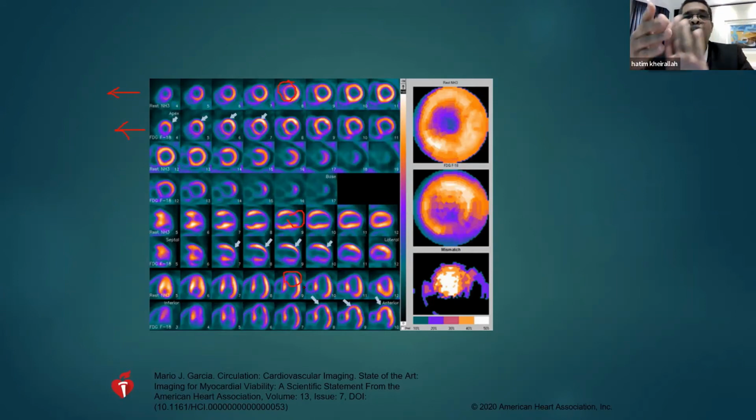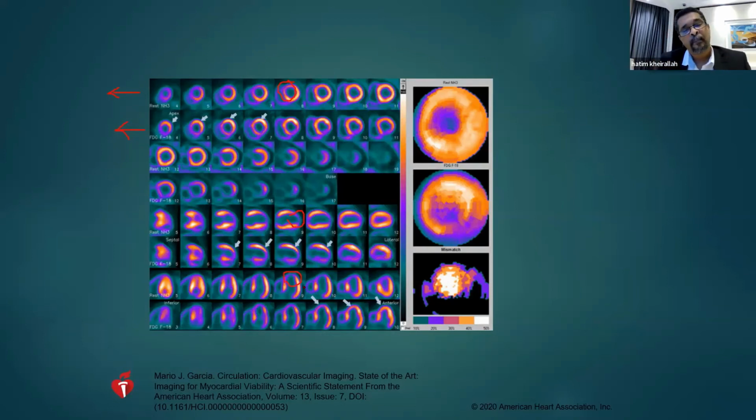So you see now we have 4 mechanisms of viability assessment. SPECT, the integrity of the cell membrane and the mitochondria. PET, how this hibernating tissue is metabolically active. Echo, by demonstrating the contractile reserve. CMR, by demonstrating the amount of fibrosis in the tissue.